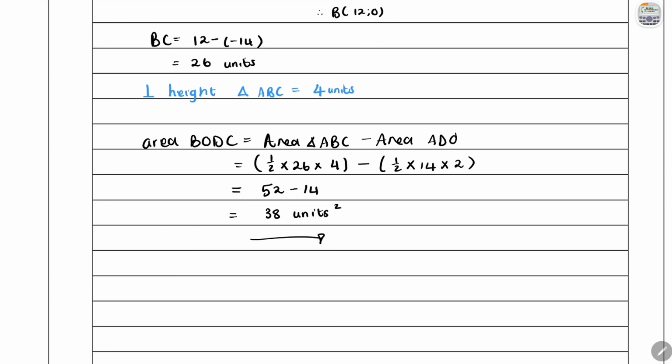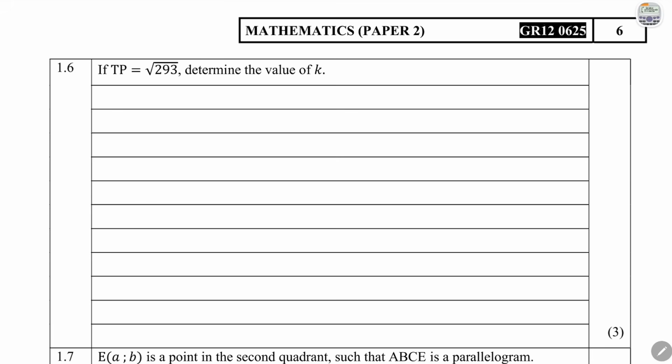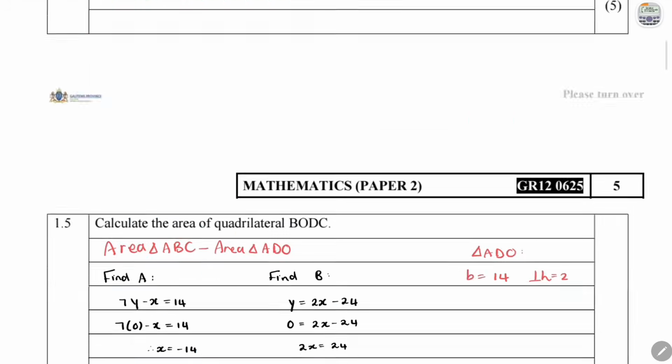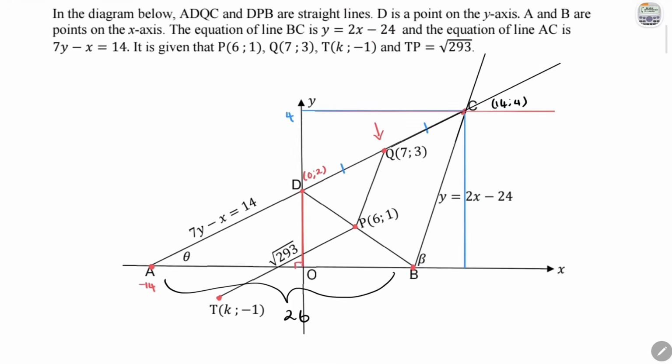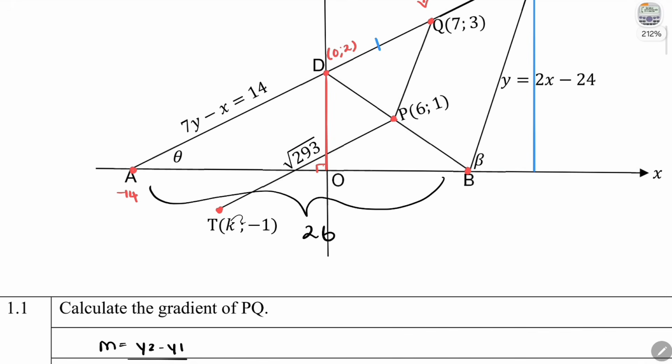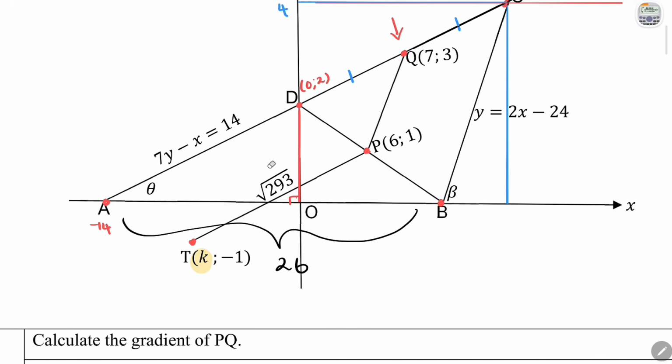Moving on to the next question. Question 1.6 says, if TP is equal to the square root of 293, which they told us, determine the value of k. Okay, this is not a problem, and the reason why is because it's just k alone that is missing. And they're telling us that we need to find this if the length of this line is the square root of 293. So the length of TP.